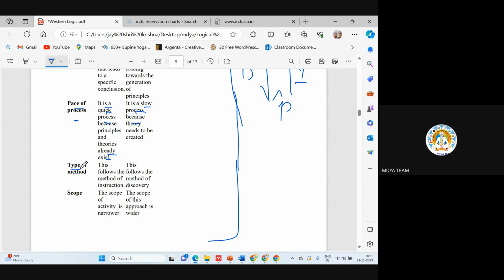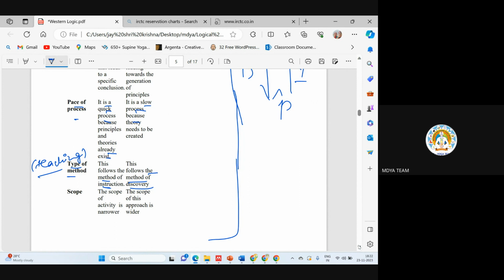Type of method. This follows the method of instruction. This is written in the context of teaching. If you want to do deductive teaching, you just need to give instruction to students, like this is the law of gravitation. But this method follows the method of discovery. You will give some examples to your students and they will discover in those examples what the teacher wants to say, what is the law behind all these observations.